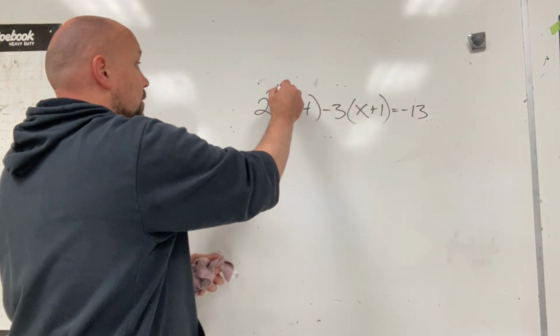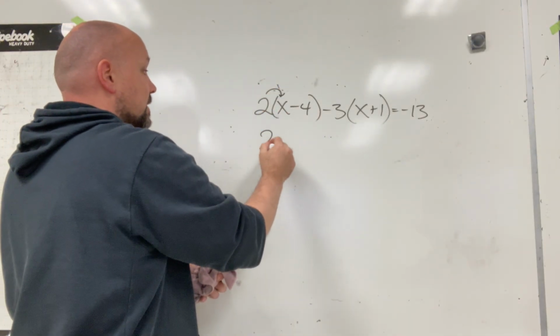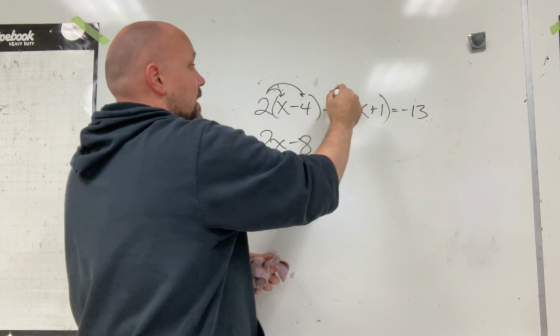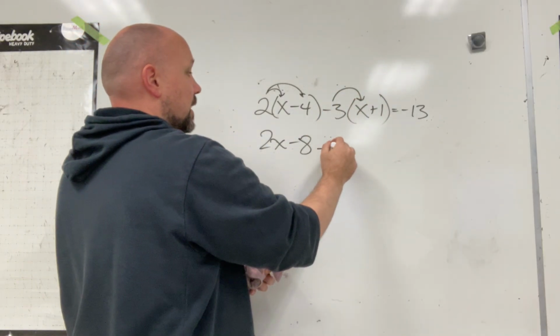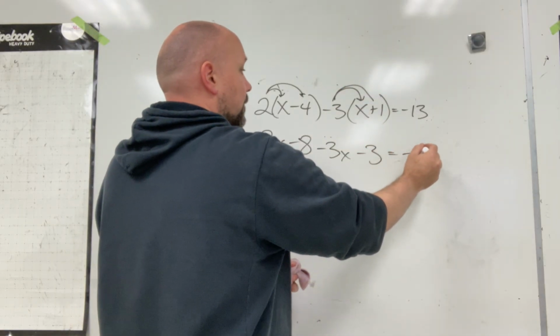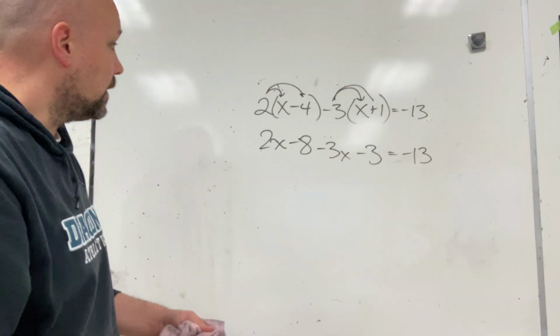So we can use the distributing property. So 2 times x is 2x. 2 times negative 4 is negative 8. And then negative 3 times x is minus 3x. And negative 3 times 1 is negative 3. All right? So there we have that.